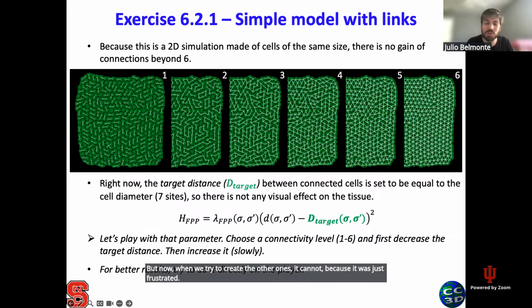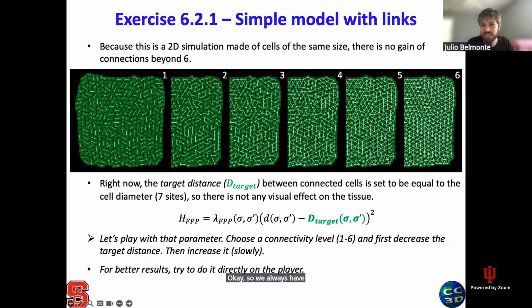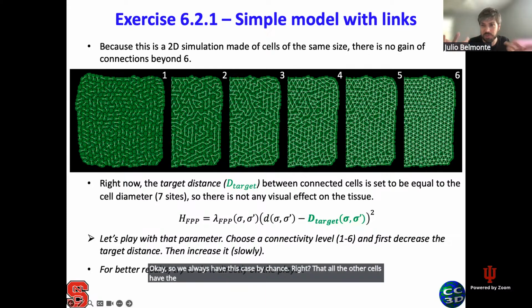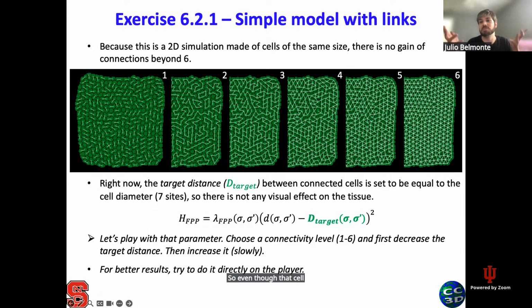Okay, so it always happens by chance, right? That all the other cells had already used the maximum number of junctions. So even though that cell has not reached its maximum number of junctions, all the neighbors have already reached it. So that cell just becomes frustrated, and you only made one link. Now let's go back to my slides.